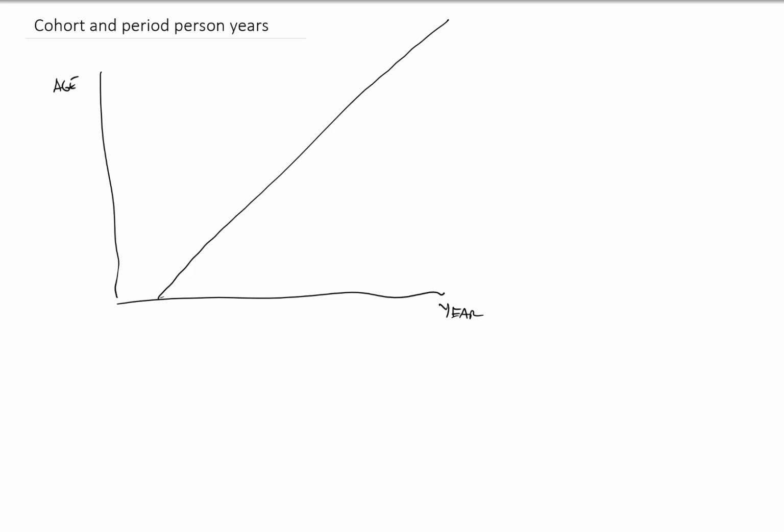Okay, we're going to come back and take a look at Lexis diagrams. So here's a Lexis diagram. Here is the year, here's age, and we're going to look at a particular cohort. We're going to zoom in and take a look at this cohort. There were lots of people born in here.